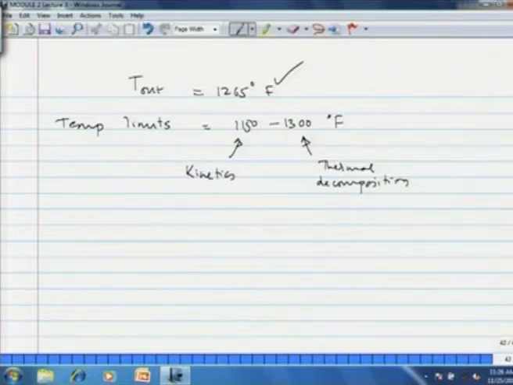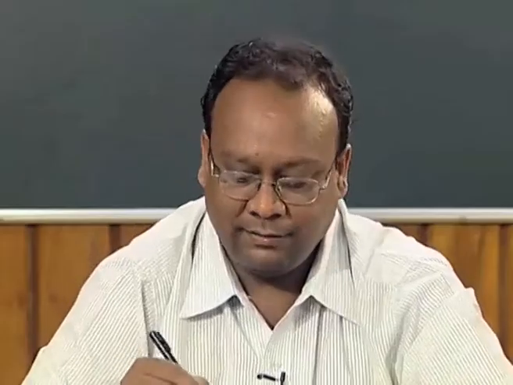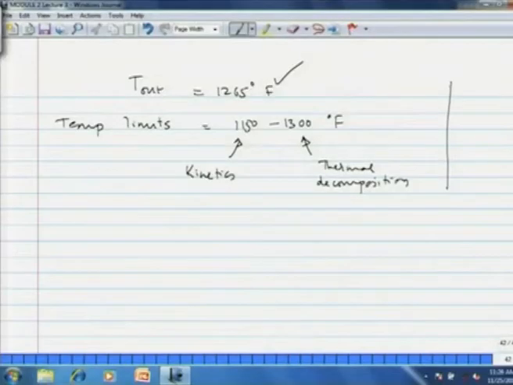Therefore, it would be easier to operate the reactor adiabatically. We are not going to cross the limit if we operate the reactor adiabatically. Of course, we have not considered here the various losses that occur due to radiation, convection, and so forth. So, in reality the temperature that is reached will be lesser than 1265 degrees Fahrenheit. Okay. So, this is how we decide whether to operate a reactor adiabatically or isothermally.